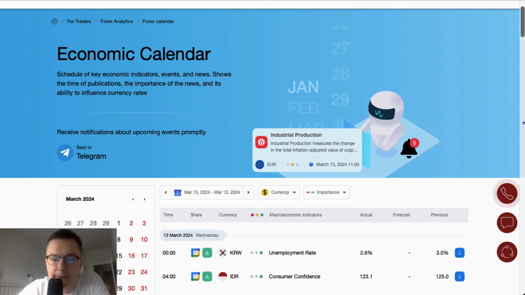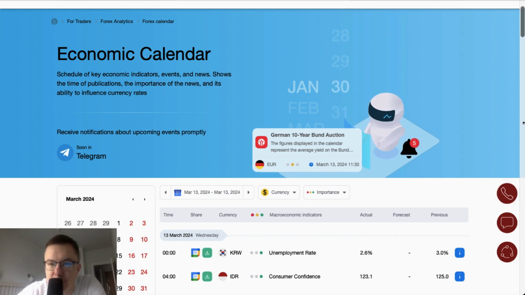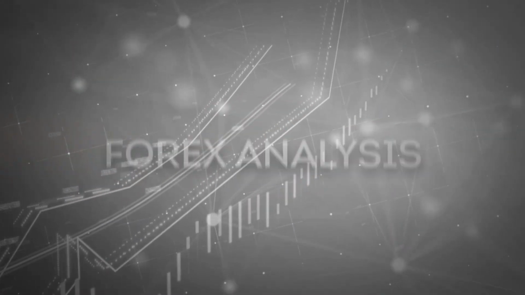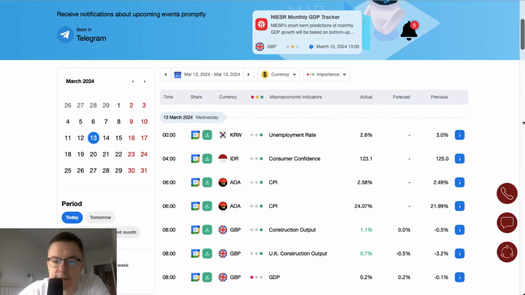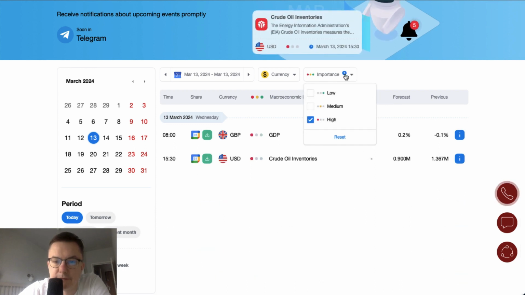Today is Wednesday, March 13th, 2024. Let's find out what's going on the Forex economic calendar today. As you can see, there are plenty of different market releases. Let me just switch to the most important ones. The most important ones are GDP from the UK.